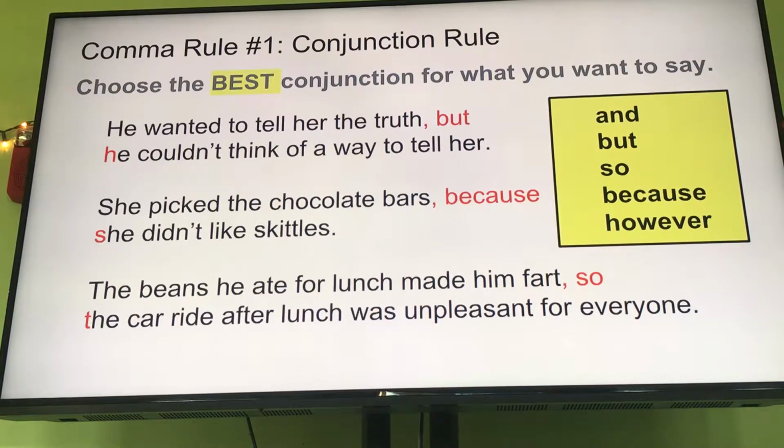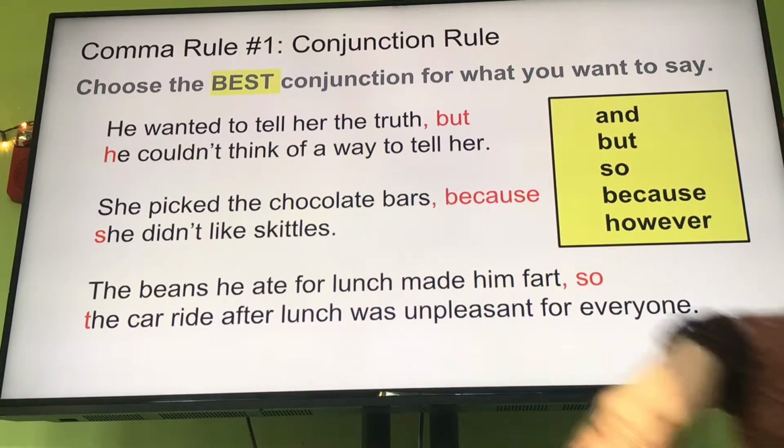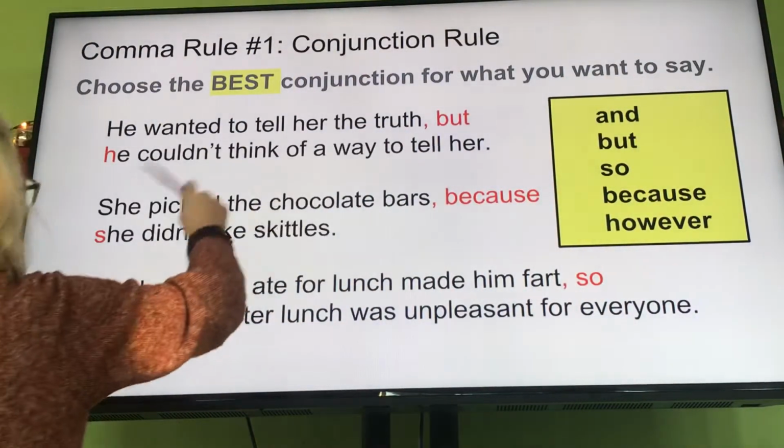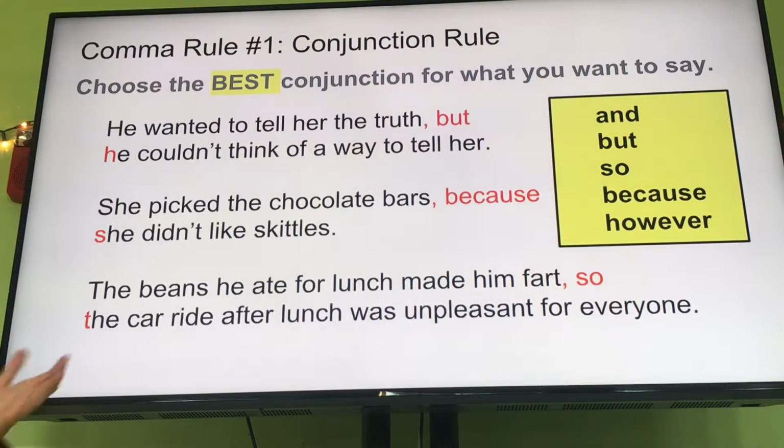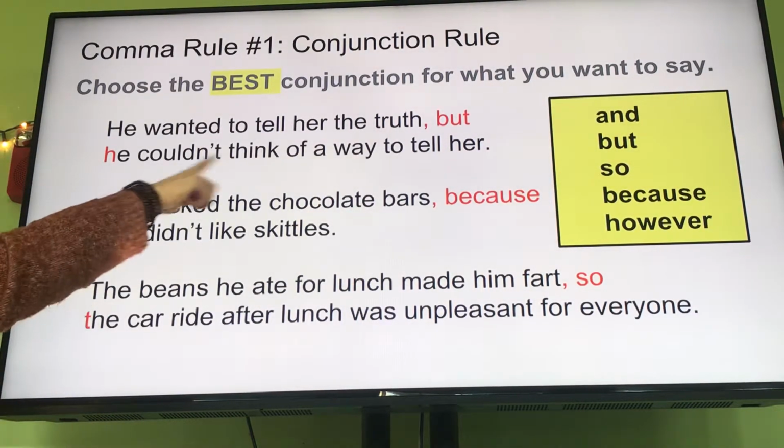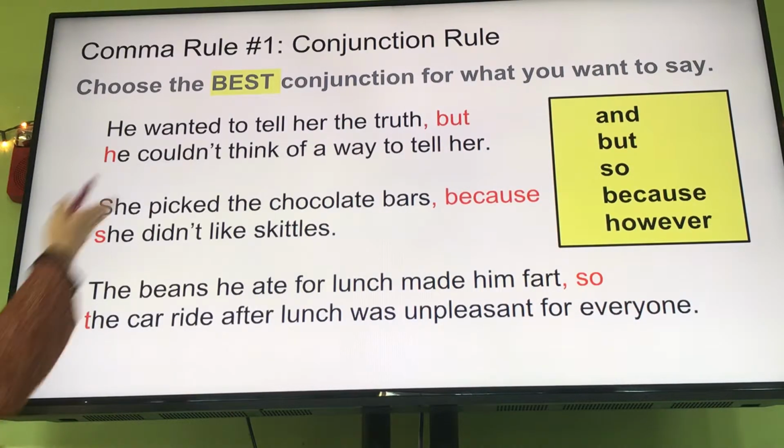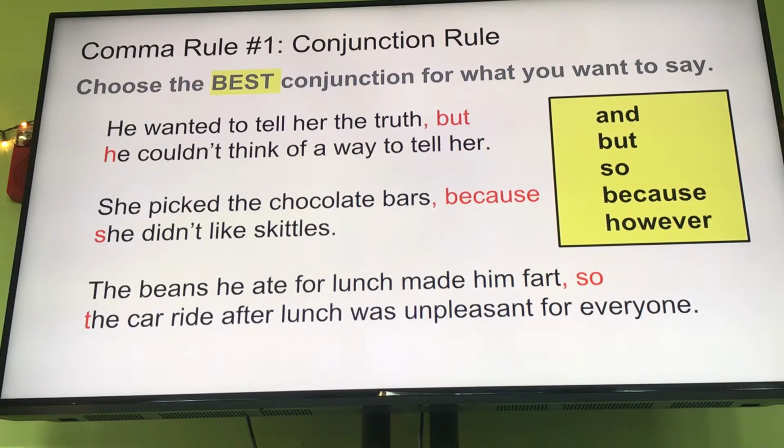There's your answers. He wanted to tell us, to see if you did this. He wanted to tell her the truth, but he couldn't think of a way to tell her. He wanted this, but that. You could also say he wanted to tell her the truth, however, he couldn't think of a way to tell her. That would also be correct.